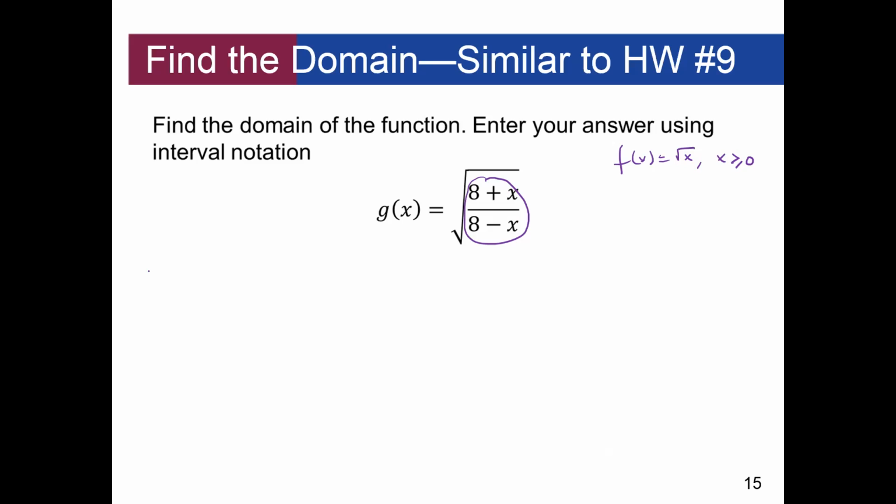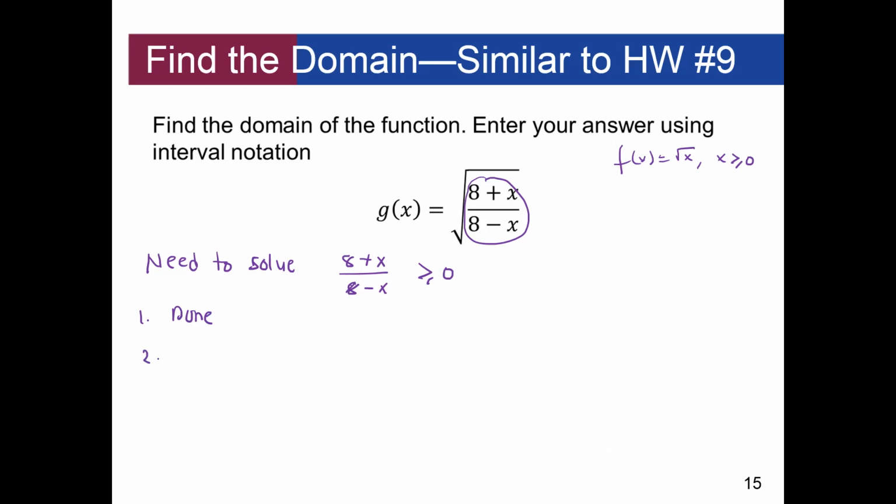So it means that we need to solve the inequality (8 plus x) divided by (8 minus x) greater than or equal to 0. Now let's look at all the steps. Step 1, move all terms to one side. So step 1 is satisfied. This is done, because all terms are on one side.